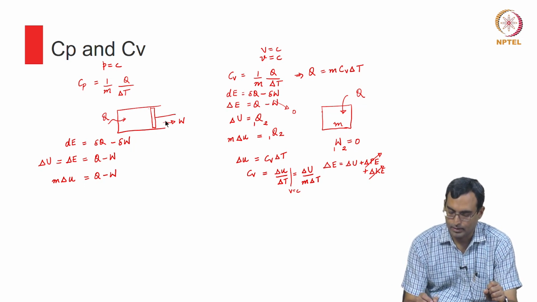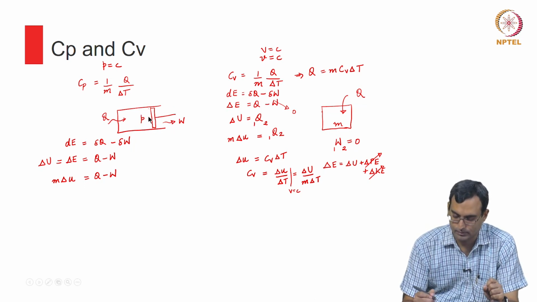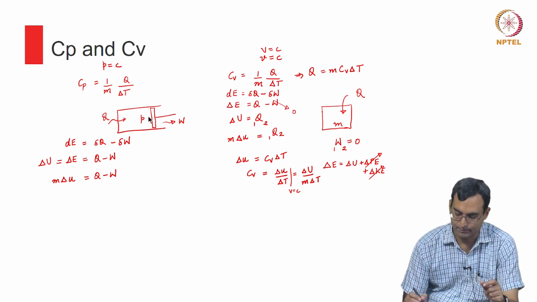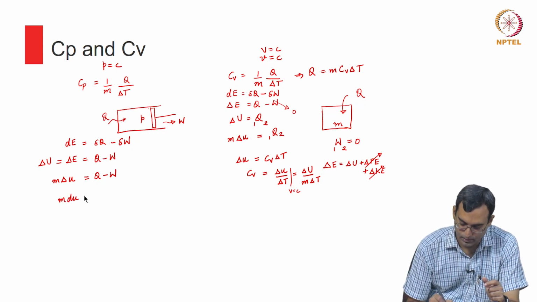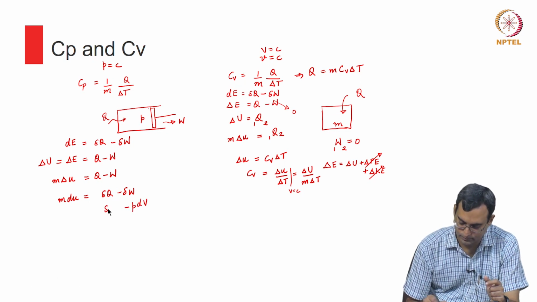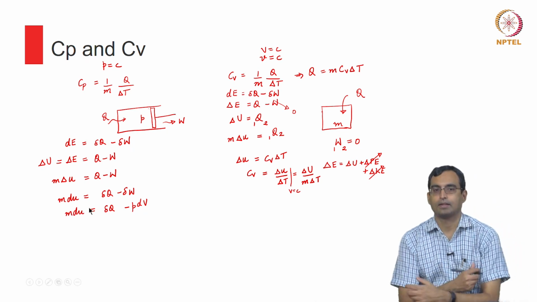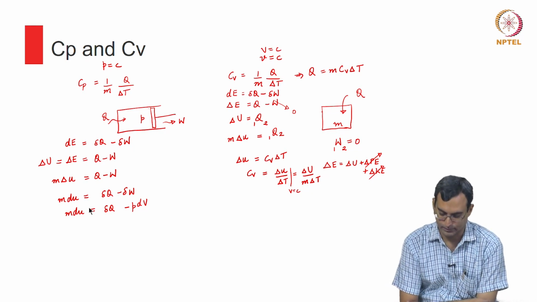What we see over here is that it is a constant pressure process. Let us say the pressure is some P, and in this constant pressure process, let us say the volume changes by some dV. So, let me take the differential form itself. I have here m du is equal to del Q minus del W, and this del W is essentially P dV, because that is essentially the work done by the displacement of this piston.